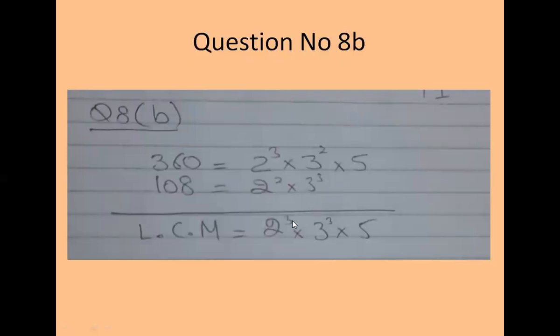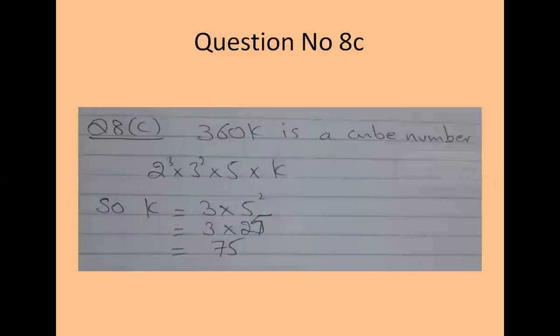And the factors which are not common are also taken in the LCM. So 5 will also come. So 2 raised to power 3 into 3 raised to power 3 into 5. That is the LCM of 108 and 360. Hopefully you understand. Okay, then the question is 360k is a cube number. It's a very, very famous question.